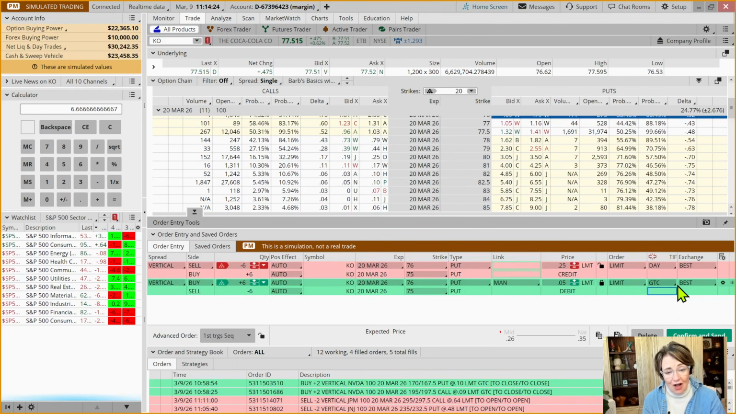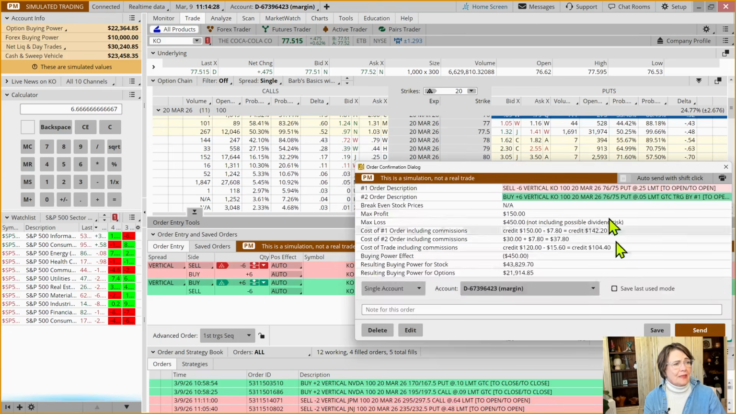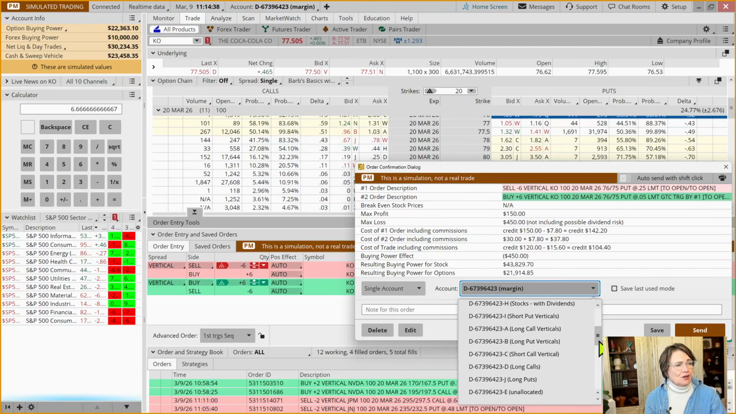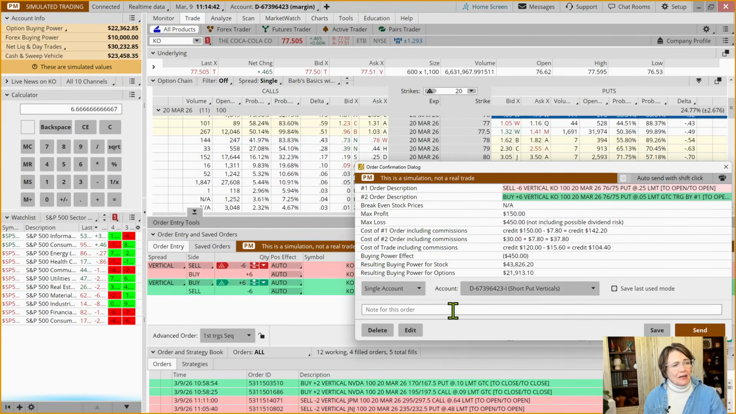Now, it could go wrong. You know, we could be down $500. And that's the way this risk profile tends to go. So the most we can make, 150, most we can lose, 450. So we're going to put that in our short put vertical bucket. And we're going to compare this to the stock trade.